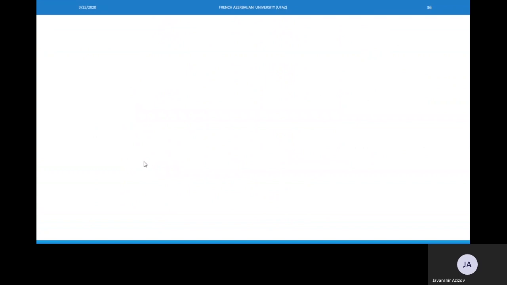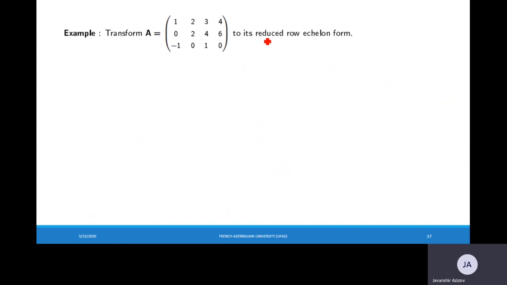Example: transform matrix A to its reduced row echelon form. We know the row echelon form of this matrix from the previous lecture. The row echelon form of this matrix was this one: 1, 2, 3, 4; 0, 2, 4, 6; 0, 0, 0, minus 2.